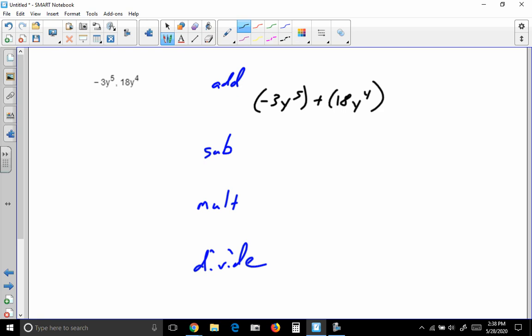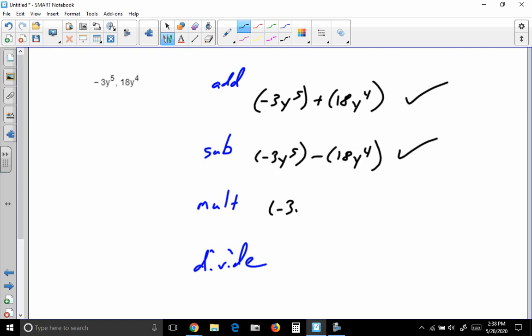Now, how do we add these? This is y to the 5th, this is y to the 4th. Those have different exponents. If we have different exponents, we're not allowed to combine those by adding or subtracting. So that's as far as we can go with it. Well, let's subtract them. So let's do the first one and subtract the second one. Well, the same rule is true for subtracting. If we have different powers, these are not like terms, and we can't subtract them either. So that's as far as we can go with that one. No simplifying can be done.